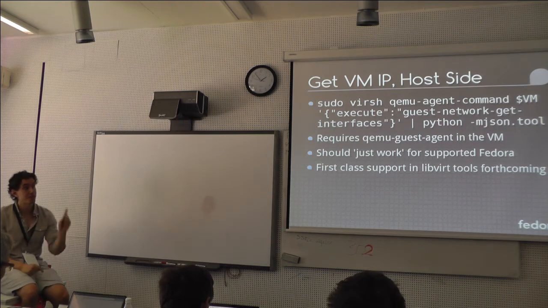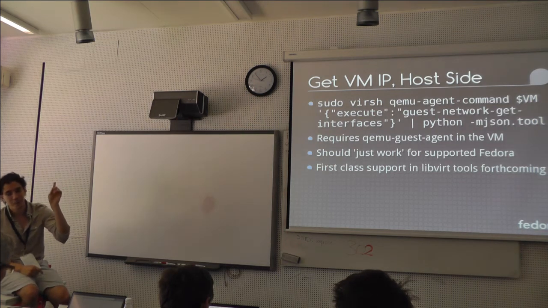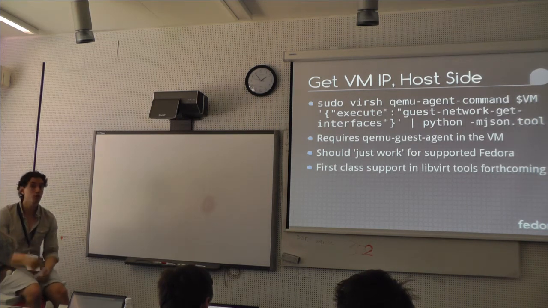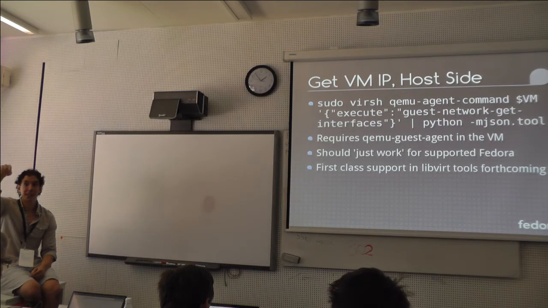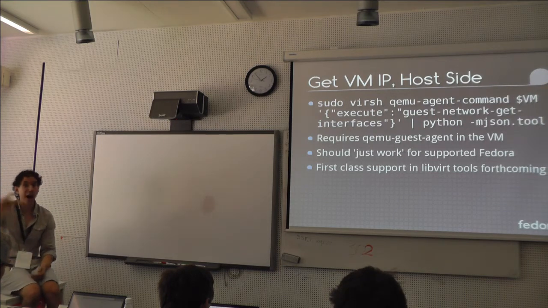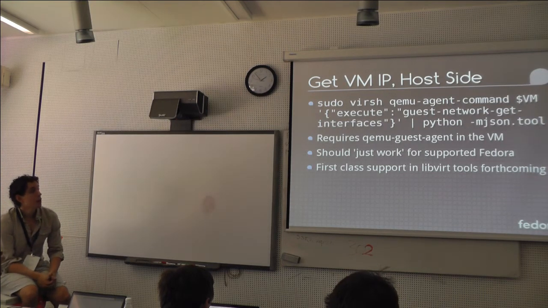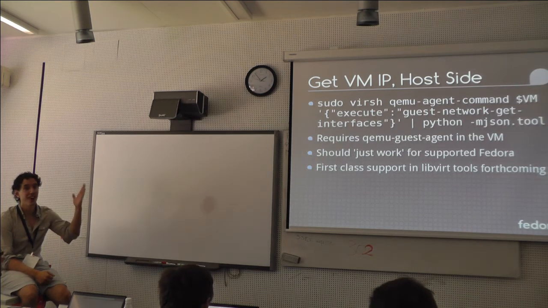This is a stopgap, but I'm just here to say, hopefully by Fedora 21, we'll just have a little piece of UI in Virt-Manager, when you click on the NIC hardware info, that just says IP address, boom. Yeah, and even this is not always going to work.